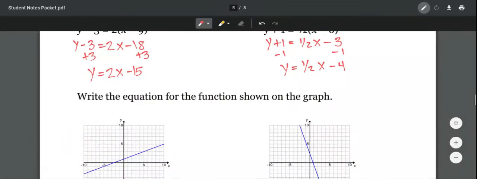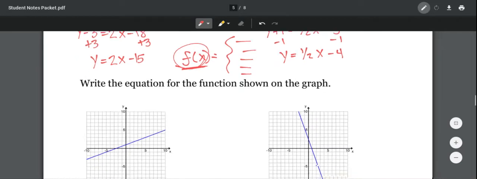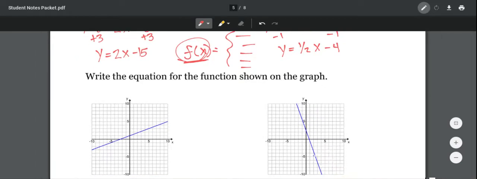So when you are doing that, the reason is because we write our piecewise functions in function notation, which is f of x equals, and then it's all of the equations. So this is your y, so you have to make sure you put your equation into y equals. Okay? Write the equation for the function shown on the graph.